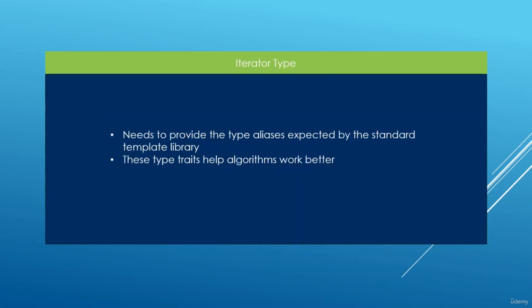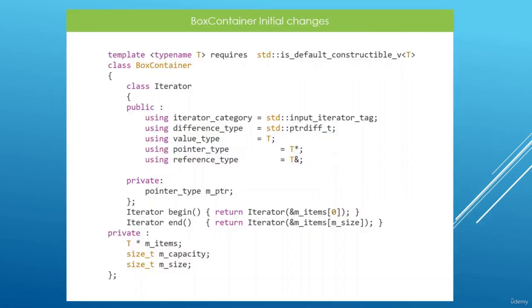We also saw that the iterator class needed to provide type aliases needed by the C++ standard library, things like pointer type, value type. We had a chance to look at this. And after this, we looked at a concrete example of how we can do that.